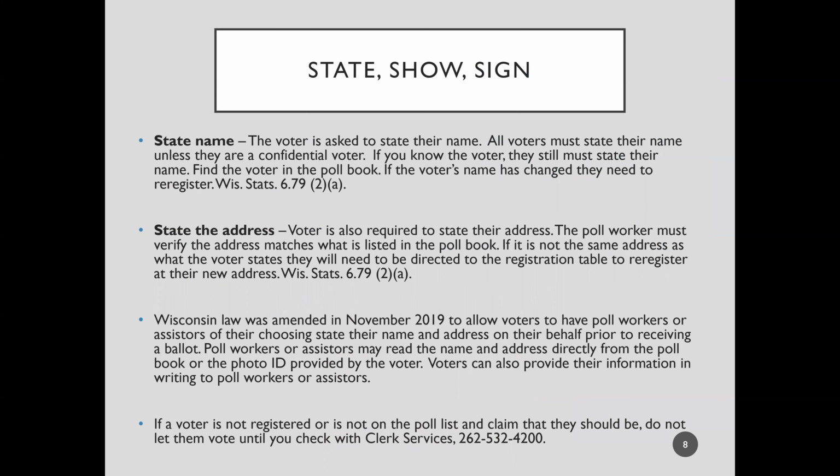State show sign. When a person walks up to the voter table or the poll book table, they first need to state their name. The voter is asked to state their name. All voters must state their name unless they are confidential voters. If you know the voter, they still must state their name. Find the voter in the poll book.